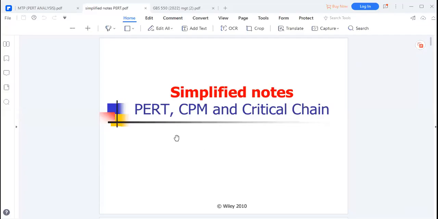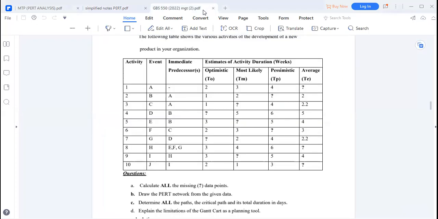Okay, so we are now looking at PERT, which is also called the Project Evaluation and Review Technique. So under the PERT, project evaluation and review technique is what it means by this PERT.